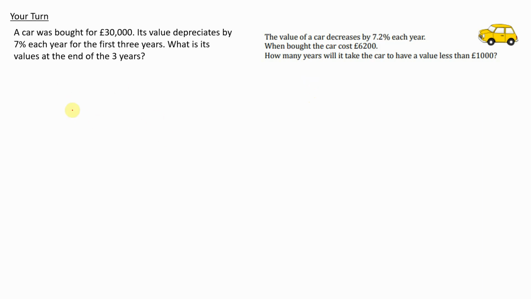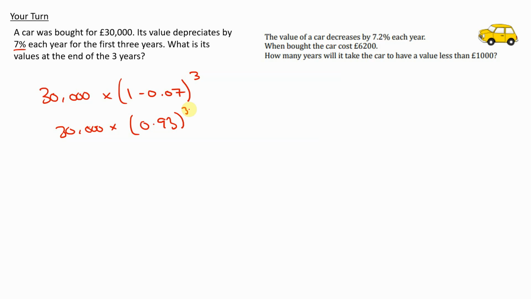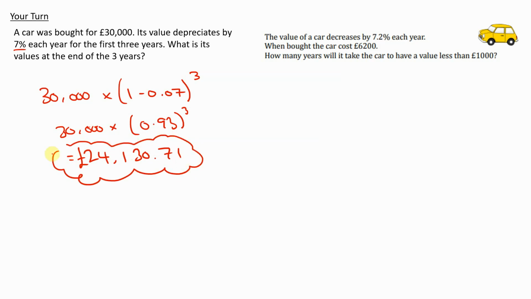1, and I'm back. So my starting value times by 1, subtract my percentage change, which is 7%, 0.07, for 3 years. So I want to type that in my calculator. I can simplify that to 0.93. And I get 24130 and 71 pence. So £24,130.71.